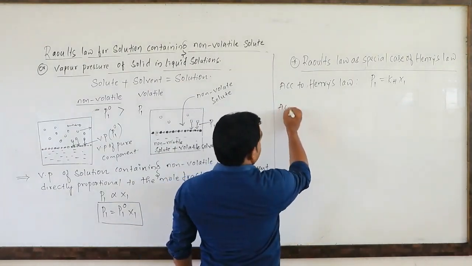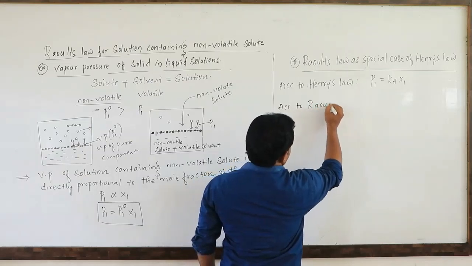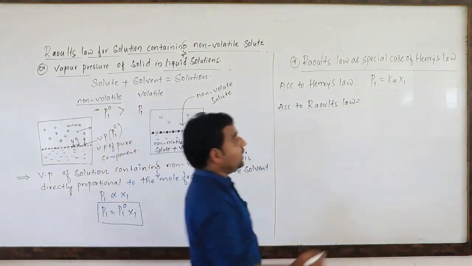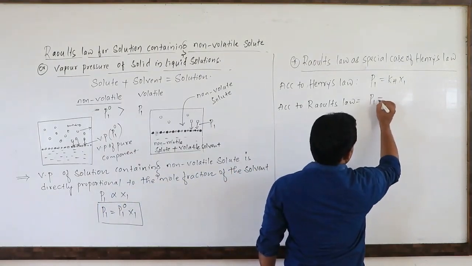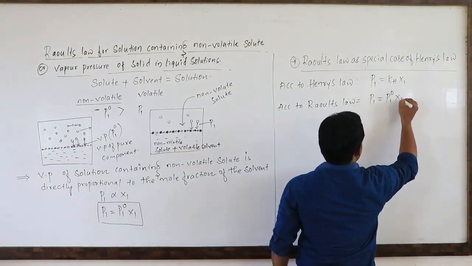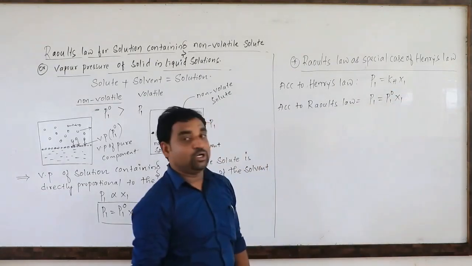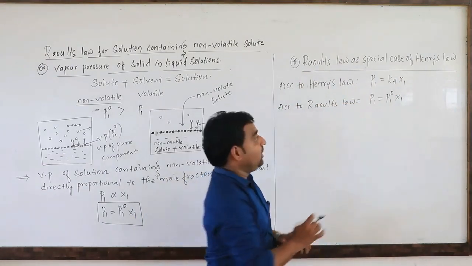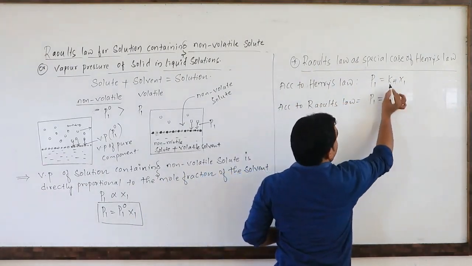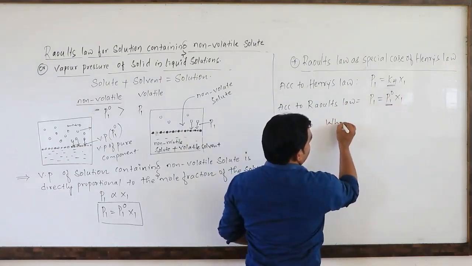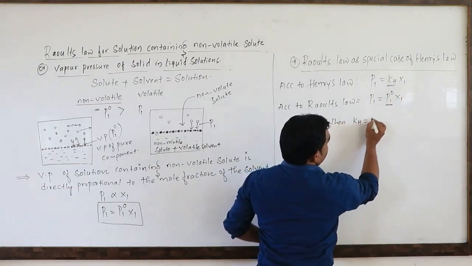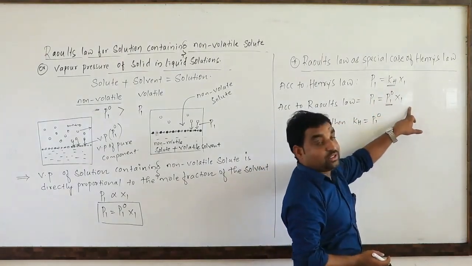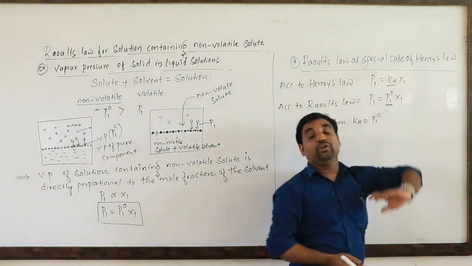And according to Raoult's law, the partial vapor pressure of the component is directly proportional to the mole fraction of that component in the solution. That is P1 is equal to P1 naught into X1. Raoult's law is a special case of Henry's law. When will they become equal? When the value of P1 naught and Kh is equal. When Kh equals P1 naught, in such cases P1 is equal to X1. This is Raoult's law as a special case of Henry's law.